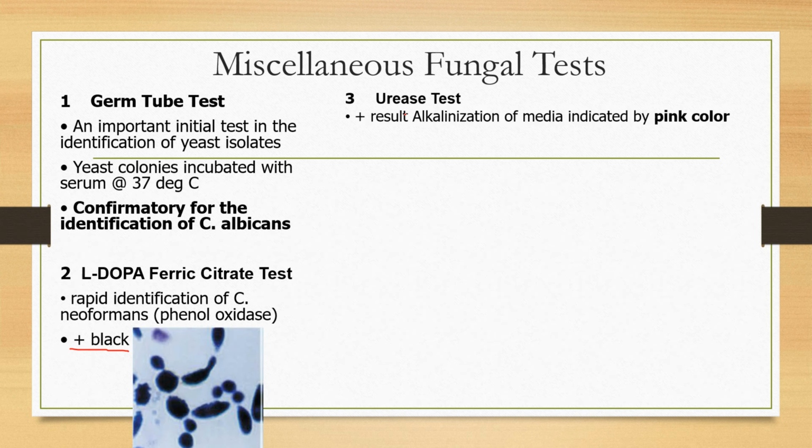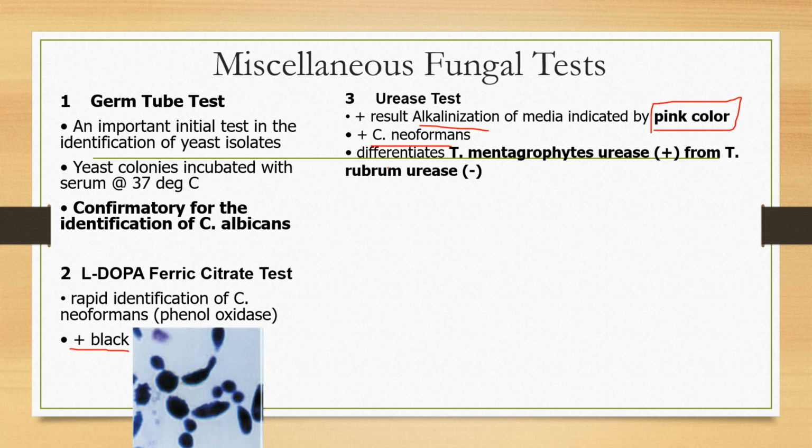Then we have urease test. A positive result is alkalinization of media indicated by a pink color. So ang positive result ng urease test nyo is pink color. The reason is because the media turned alkaline. Positive for Cryptococcus. It can also be used to differentiate Trichophyton mentagrophytes from Trichophyton rubrum. So si Trichophyton mentagrophytes is urease positive. Si Trichophyton rubrum is negative.